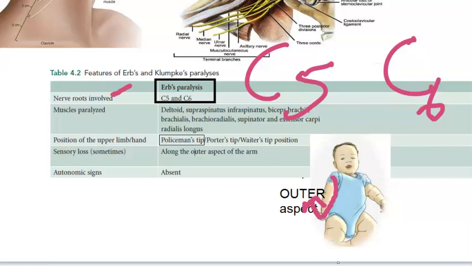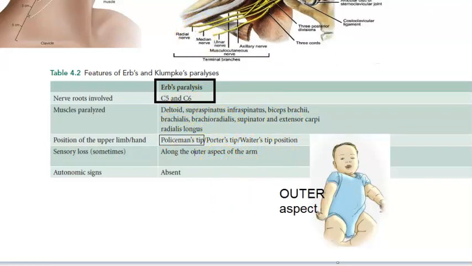So which are the muscles that are affected if they ask? That is the deltoid. So where is the deltoid? Let me just draw here so that you will not forget. Deltoid is affected. The supraspinatus, that is behind on your scapula, infraspinatus, biceps brachii. Then brachialis, brachioradialis. Radius is where? Brachioradialis. Then supinator, extensor carpi radialis longus. So these are the muscles which are affected.